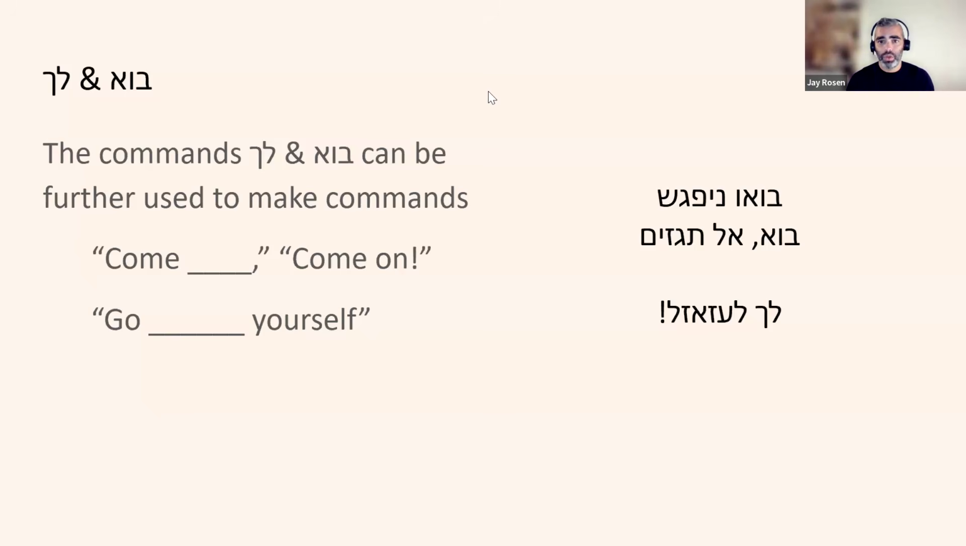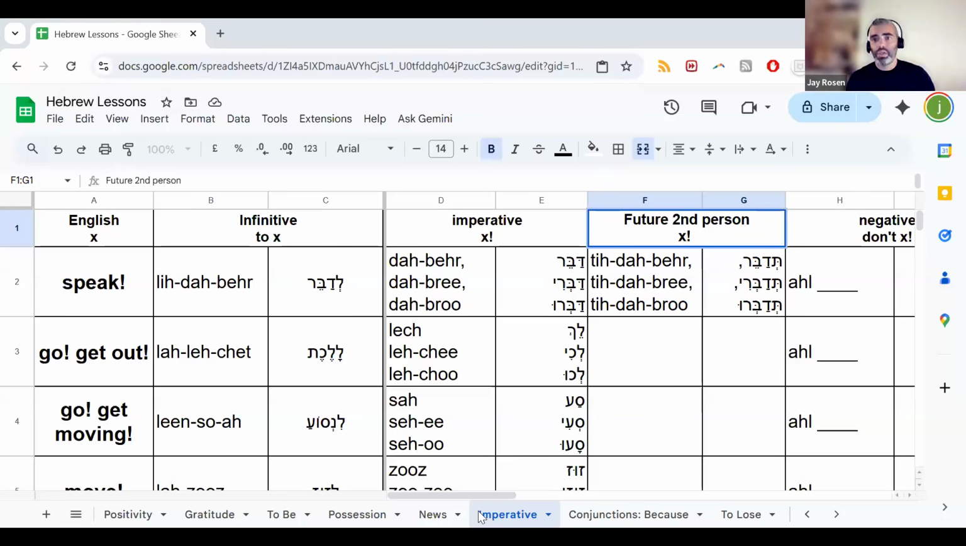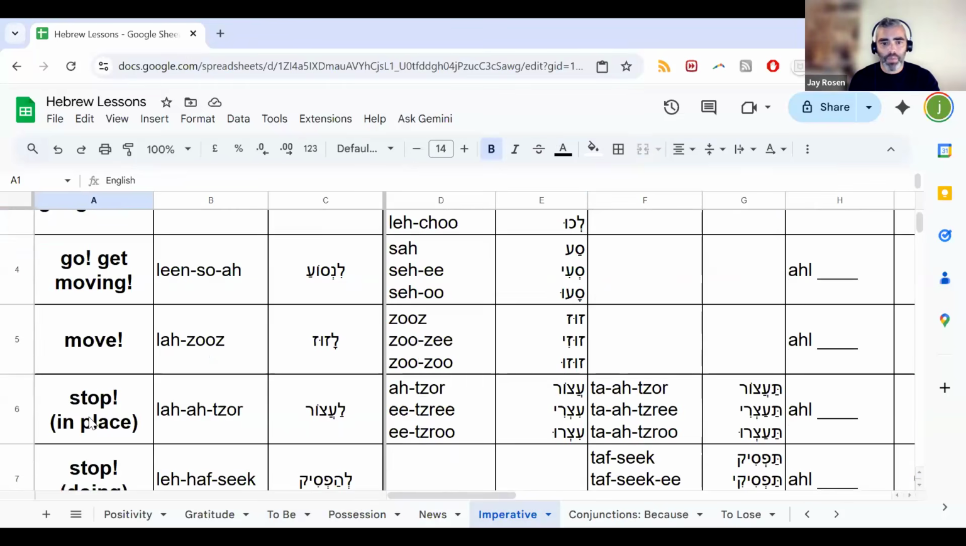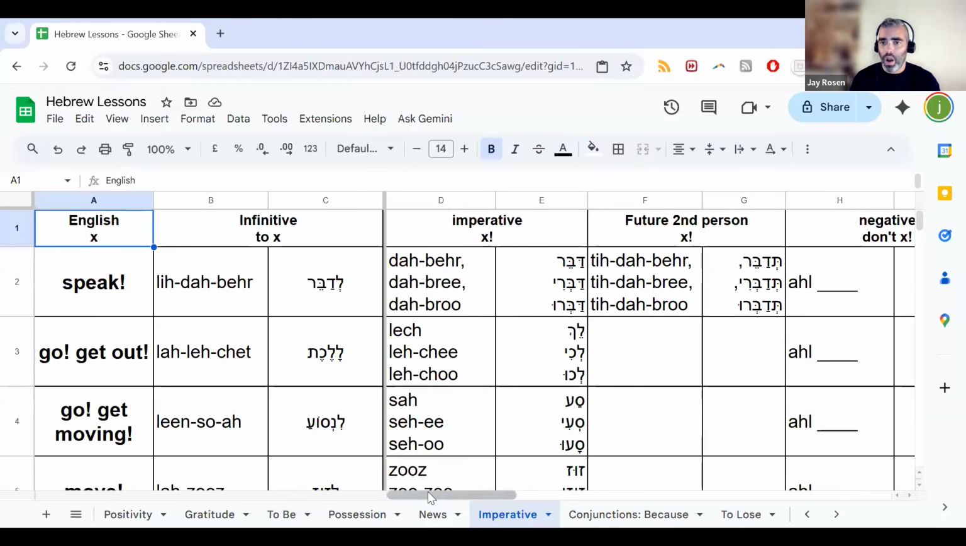With that, let me just share with you two other resources that, of course, I'm going to share with you. One is our spreadsheet that we used in previous classes when we talked about these forms. And this is a much easier way to see all the different declensions there are using several different verbs. So for example, if you want to say, right, speak, go, get moving, move, stop, all those things, and you see where they are relevant.